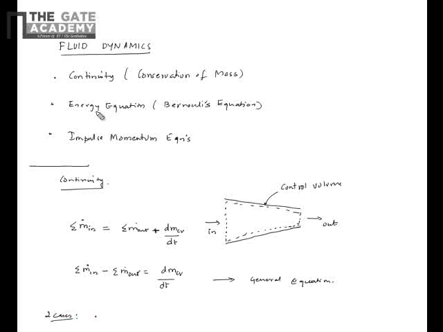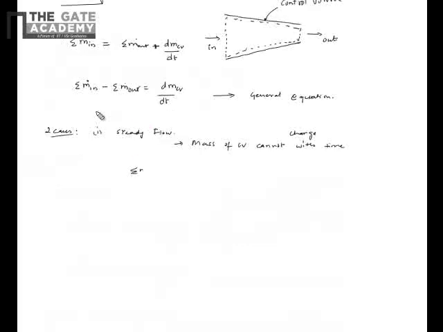Case one: you have a steady flow. Steady flow means the mass of the control volume doesn't change with time. Okay, so then the general equation becomes: mass flow rate in is mass flow rate out. That is basically the conservation of mass.